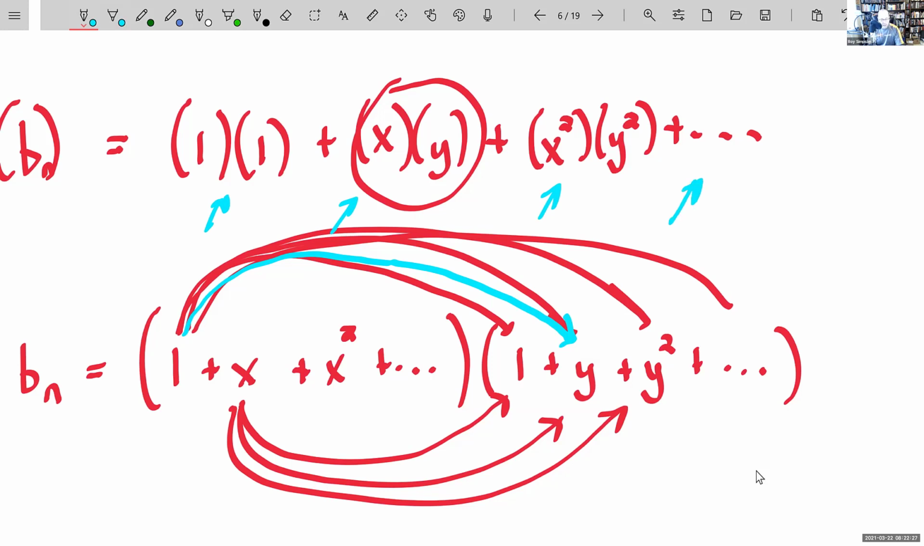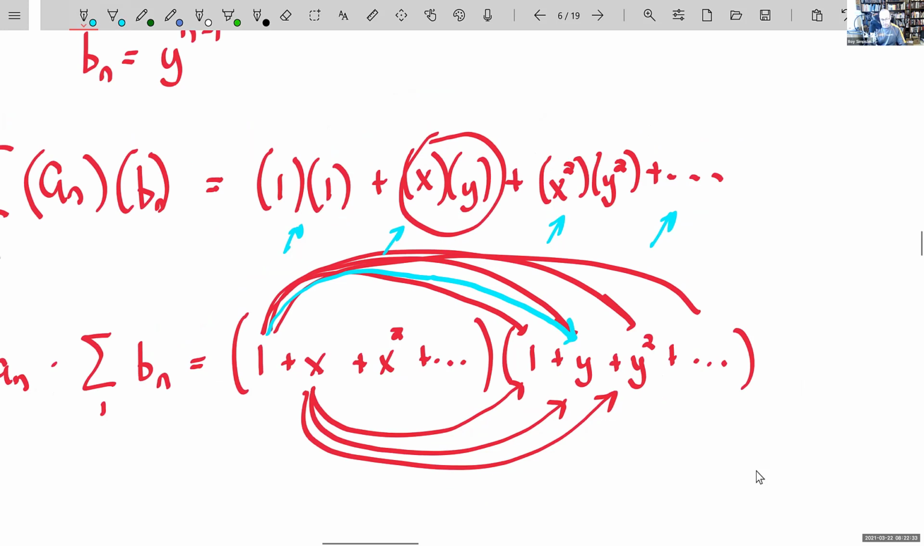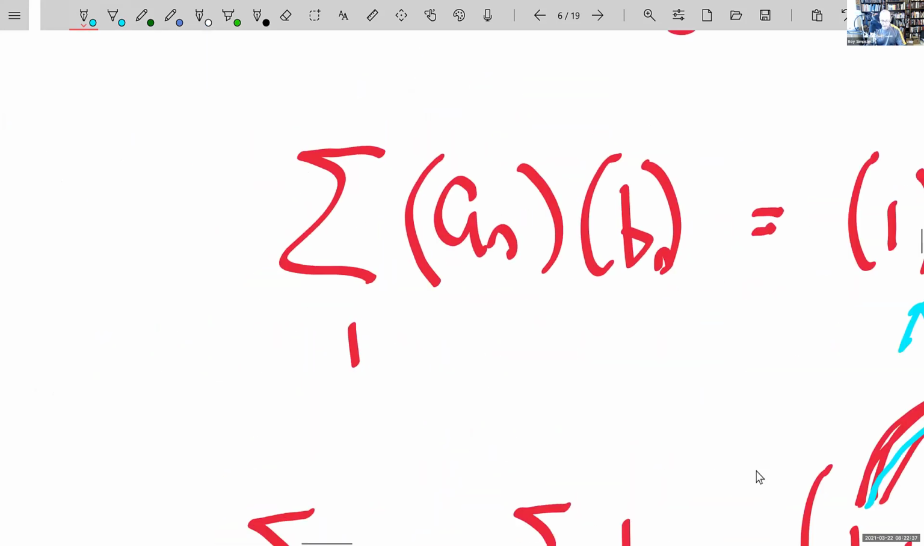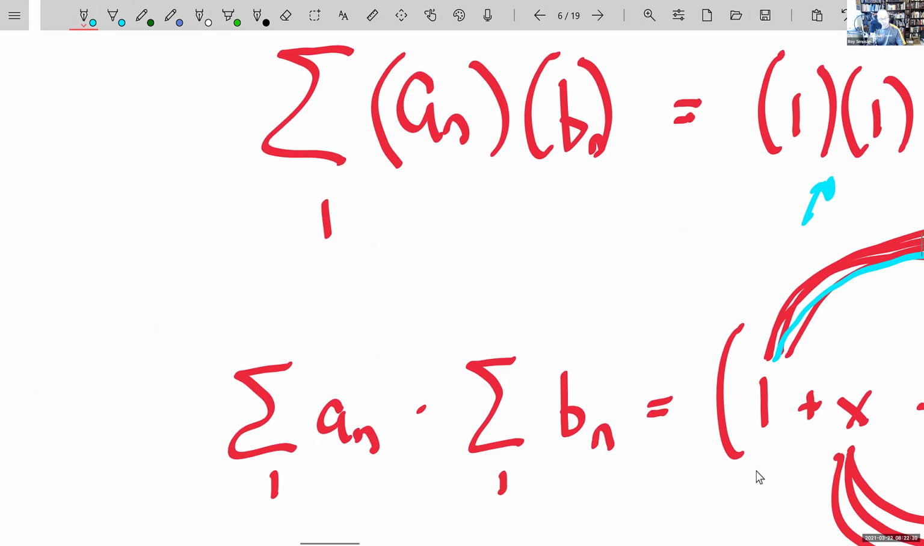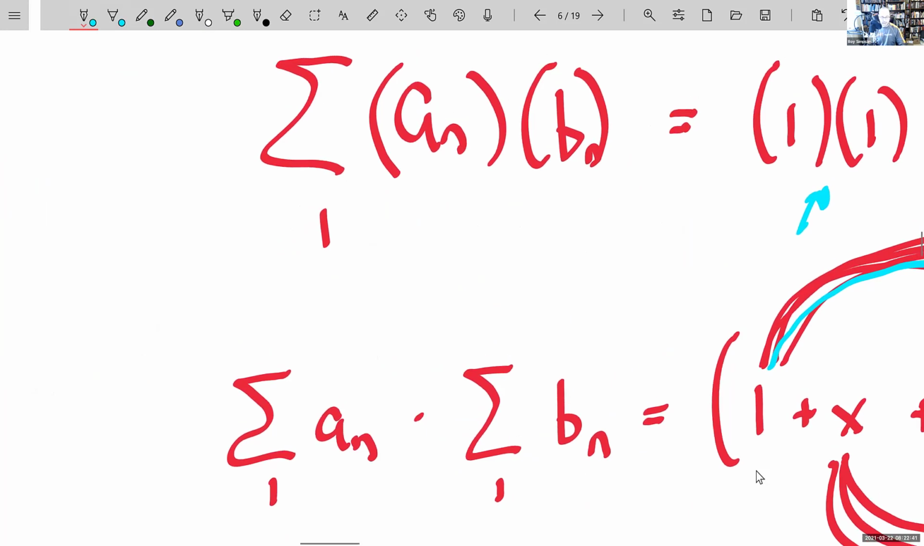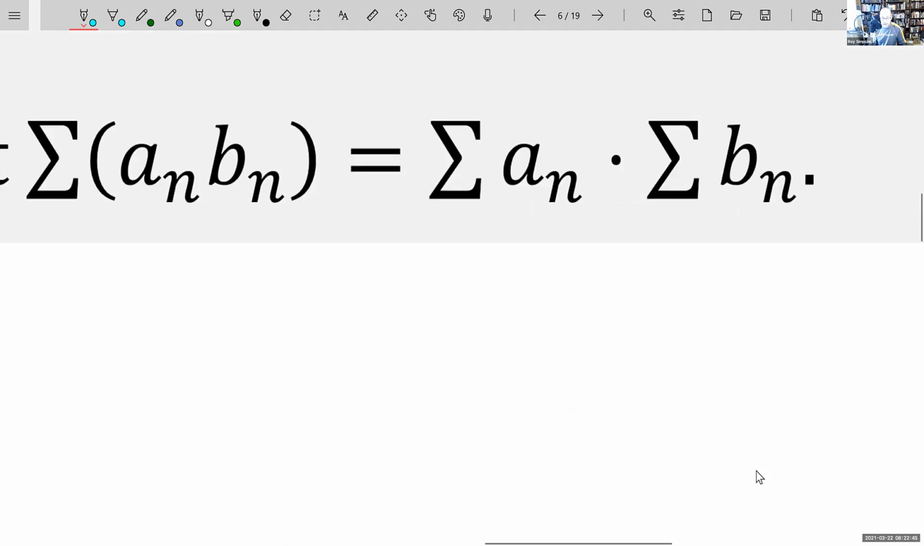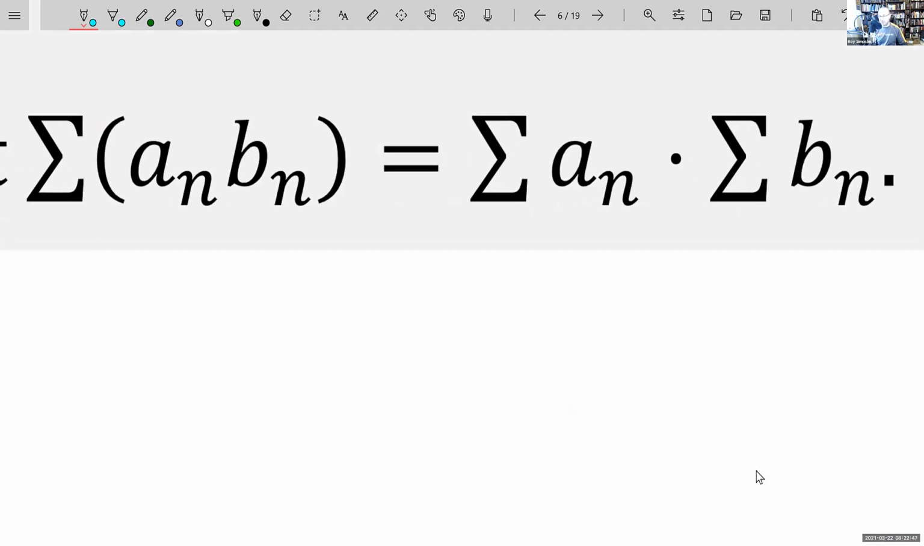So because distribution comes into play, these two series are not the same. The summation a n b n versus the summation a n times the summation b n. Those are not the same. And so that's what I'm saying here. There's no property that tells us the sum of products is the product of sums. There's no such property.